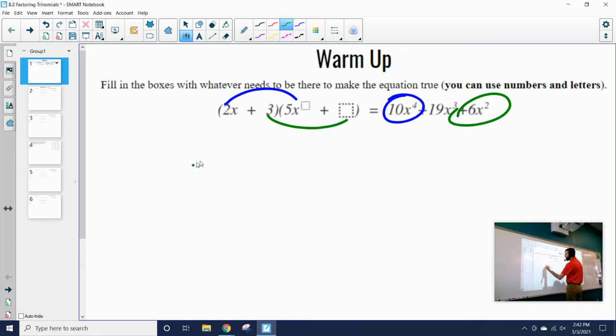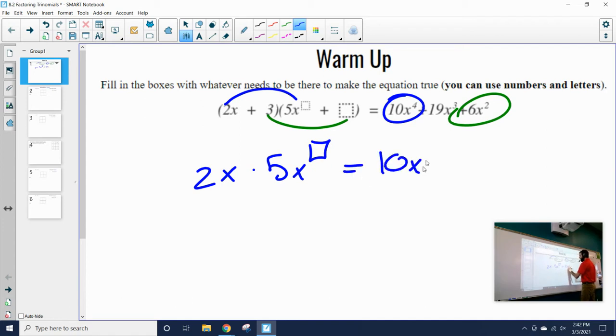So we just have to think 2x times 5x to what number would give us 10x to the fourth? Well, 2 times 5 is obviously where the 10 comes from. x times x to the what number is going to give me x to the fourth? Well, I know my exponents add, so if this is x to the 1, 1 plus 1 gives me 4, well, it's 1 plus 3. So I know 3 is going to have to be my first box.